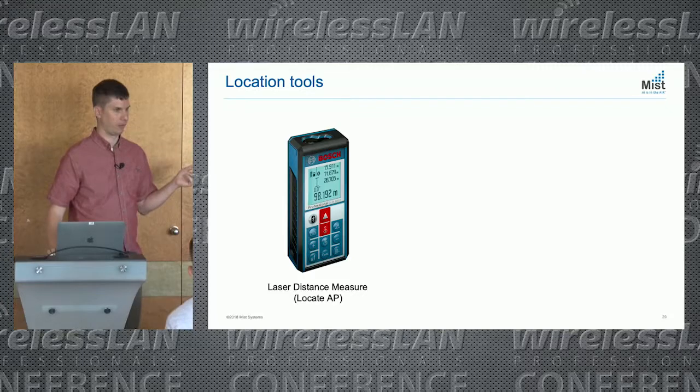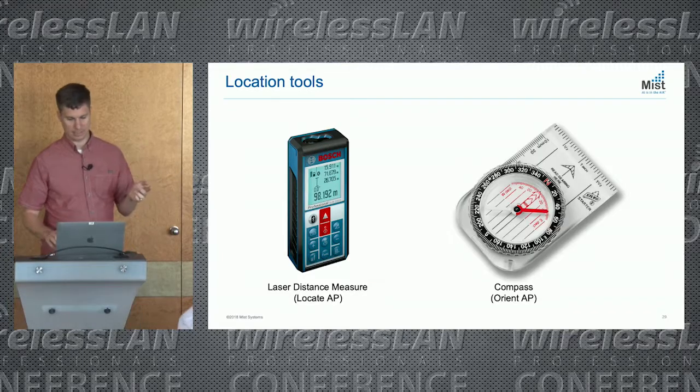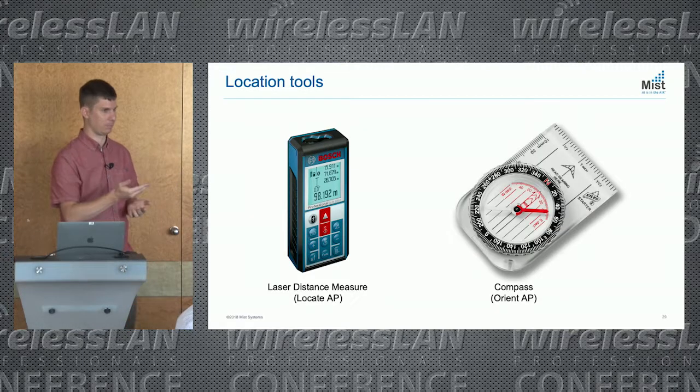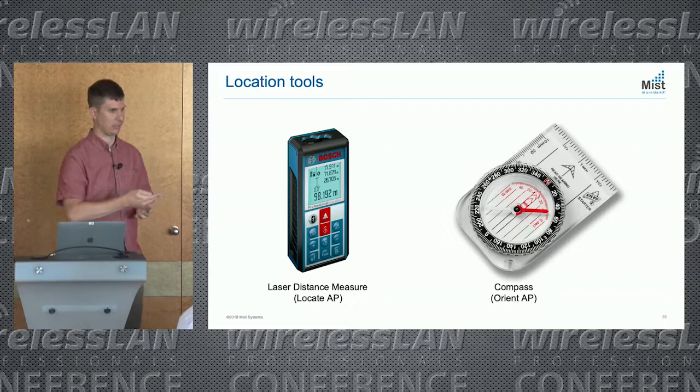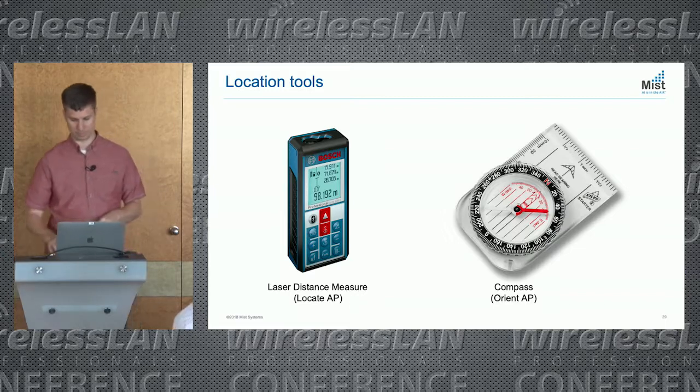Tools that you use for location deployment. You can do pretty much every location deployment and validation with two tools. One is a laser distance measure to be able to figure out where your APs are. The second is a compass to be able to figure out which orientation your AP is pointing if you're inside a building.